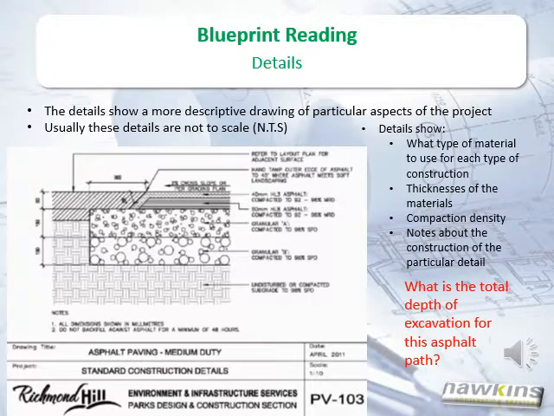Details. The details show a more descriptive drawing of particular aspects of the project. Usually these details are not to scale, or NTS. Details show what type of material are used for each part of the construction, the thickness of the materials, compaction density, notes about construction of the particular detail.